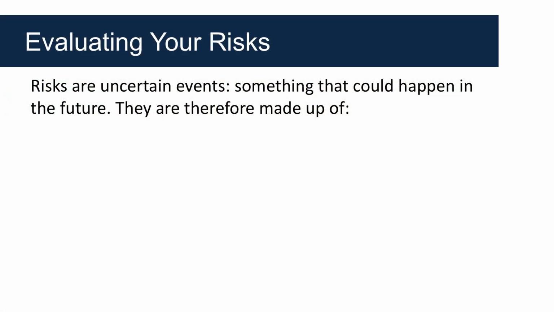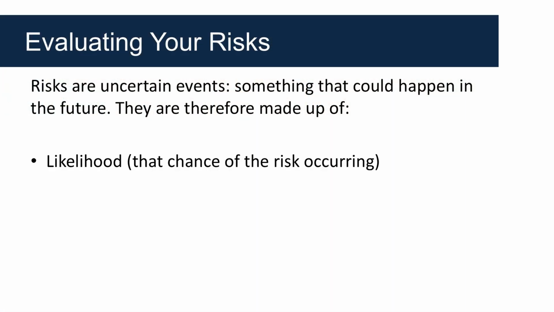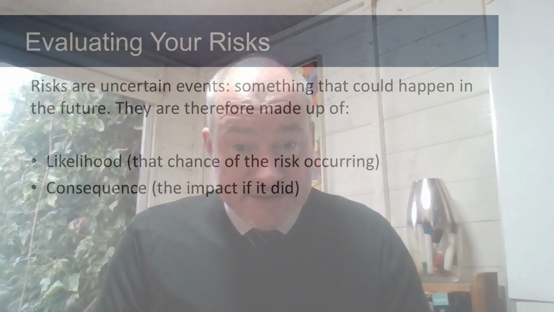The second part of the risk management cycle involves evaluating your risks. Risks are uncertain events. They're something that could happen in the future. Therefore, they have 2 key elements. The first is the likelihood, the chance of the risk occurring, and the second is the consequence, the impact on your organization if it did.